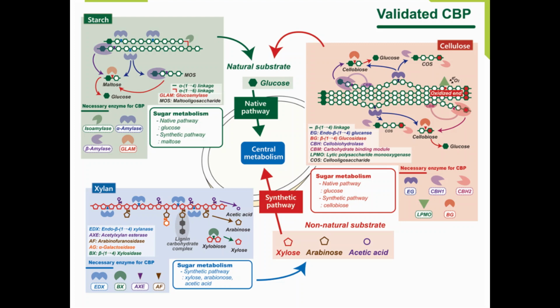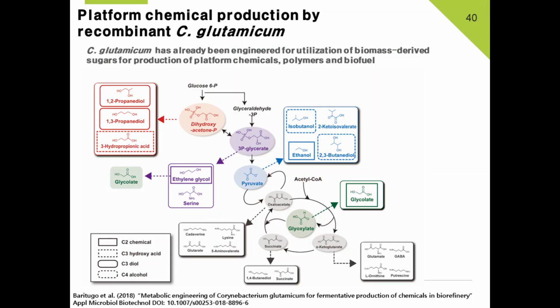So starch mainly has glucose, maltose, cellulose mainly has cellobiose and glucose, and xylan usually has lignin, some xylose, arabinose in it. So we just put these necessary enzymes plus the enzymes for the target product production to make a CBP. This picture here shows a CBP that can be done with Corynebacterium.